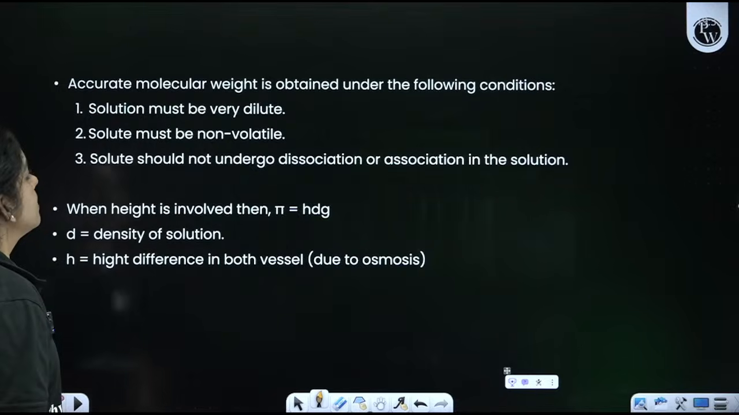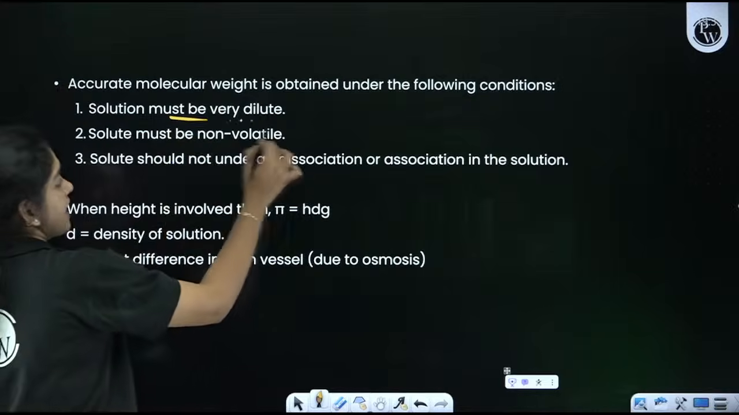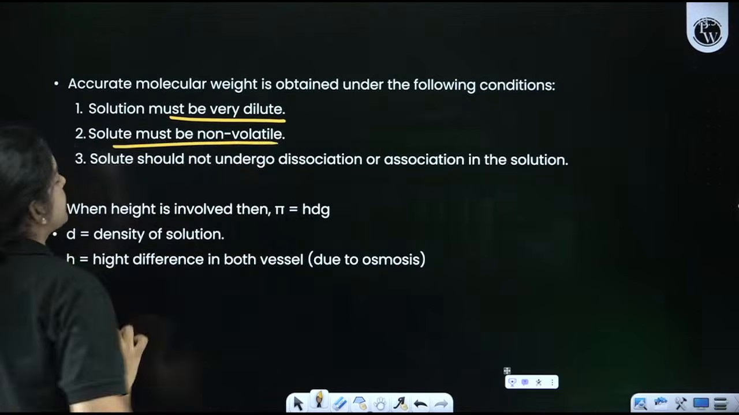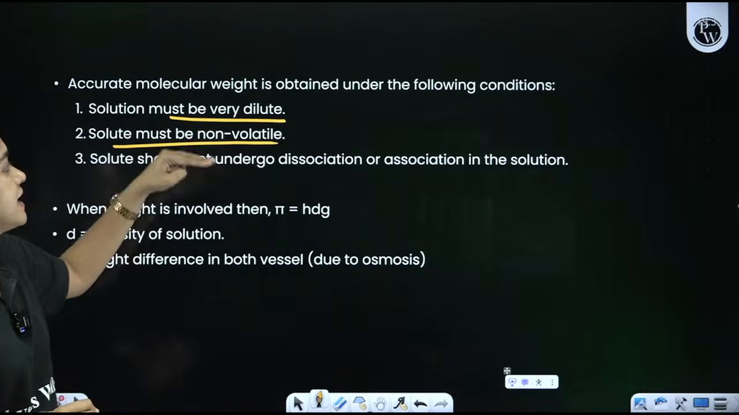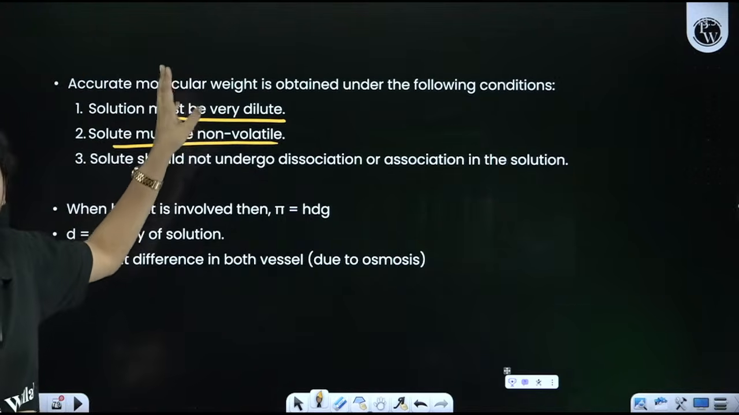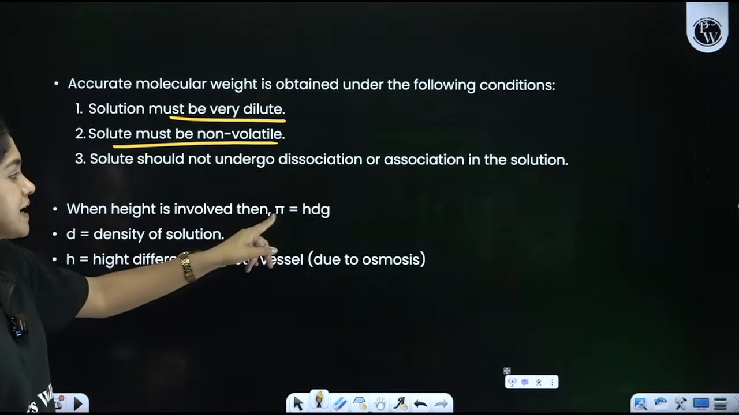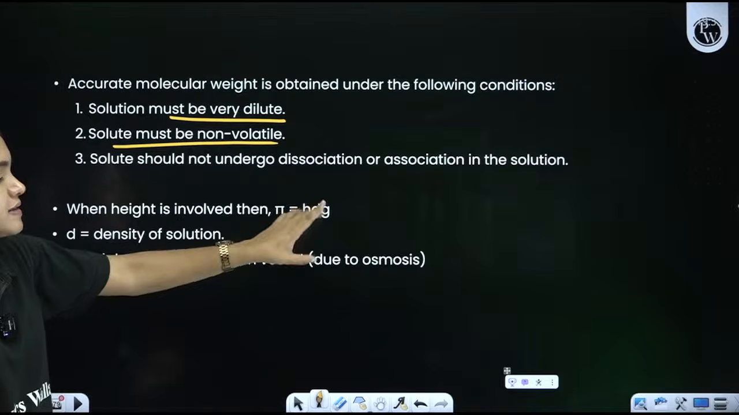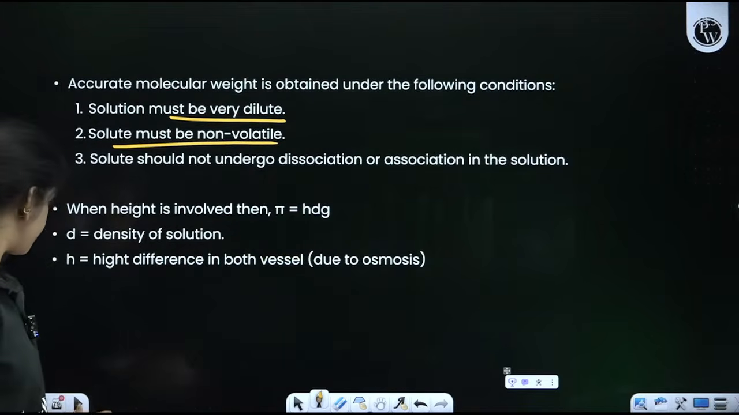And accurate molecular weight is obtained under the following conditions. The solution must be very dilute, solute must be non-volatile, and solute should not undergo dissociation or association. These are the conditions to calculate the molecular weight. Okay. And when height is involved, then pi is equal to hdg. This is not required for us. This is for the higher competitive exams.